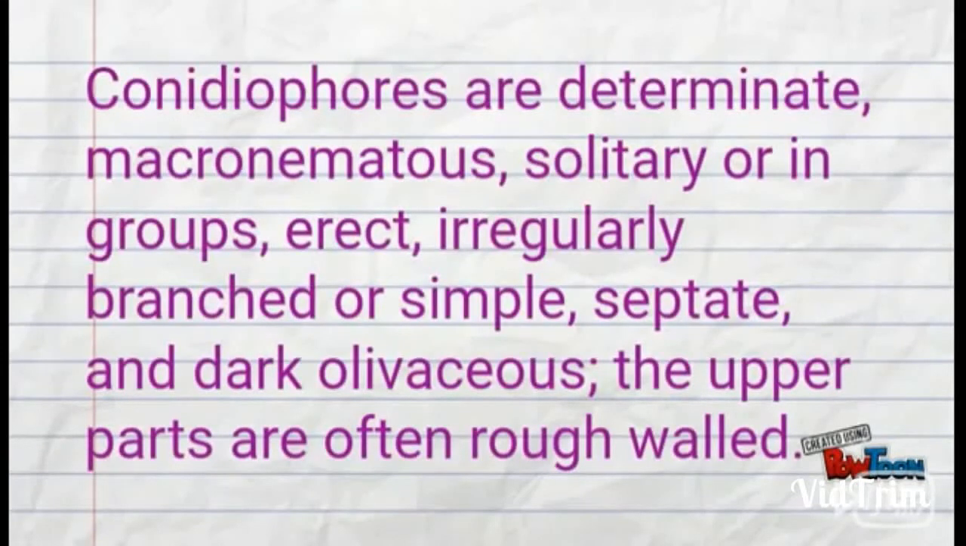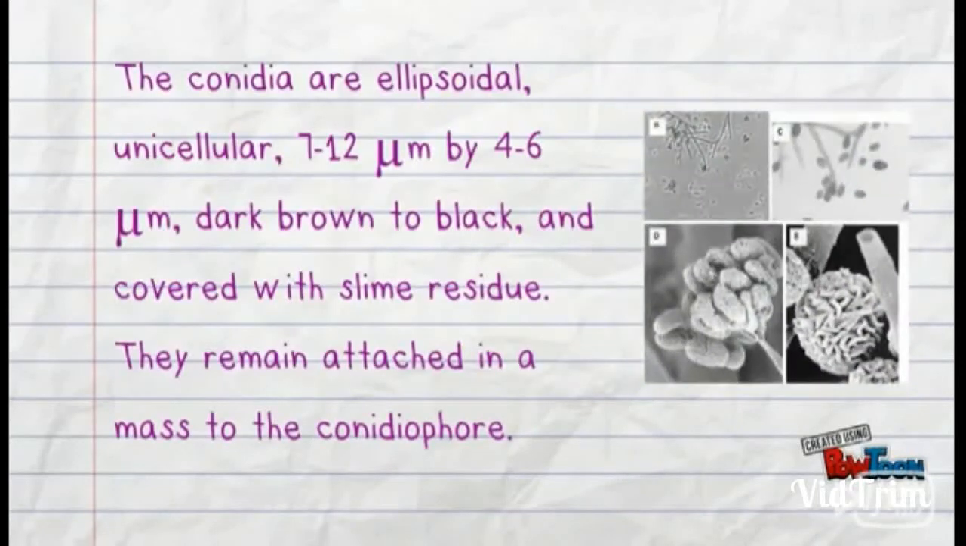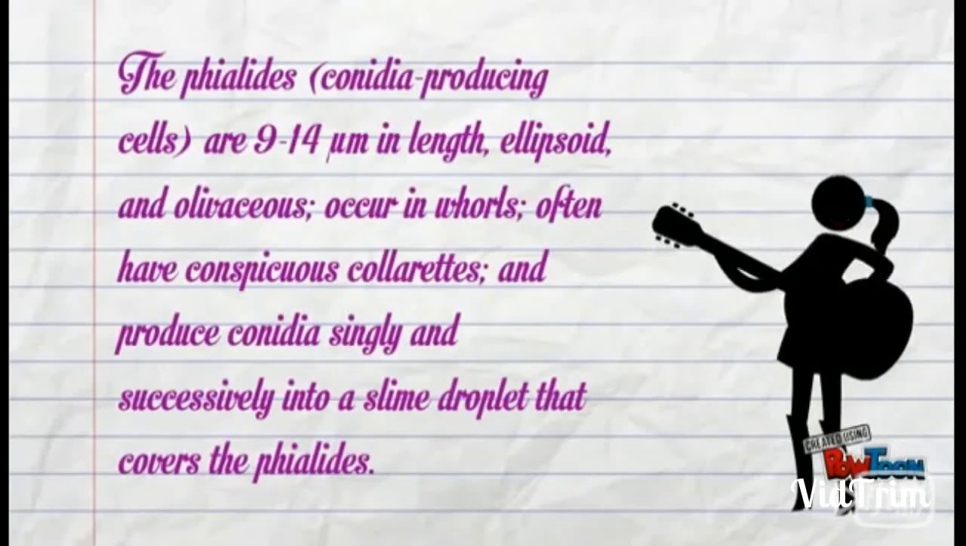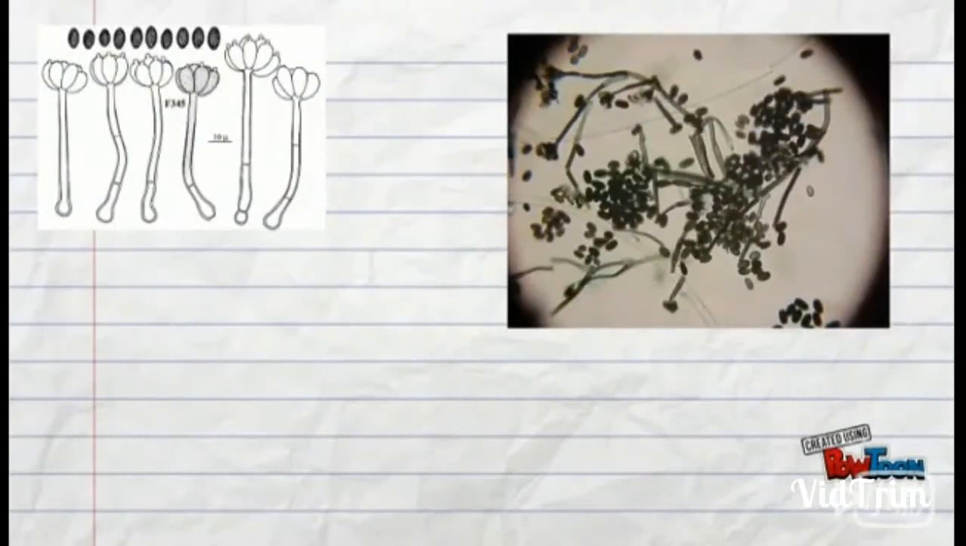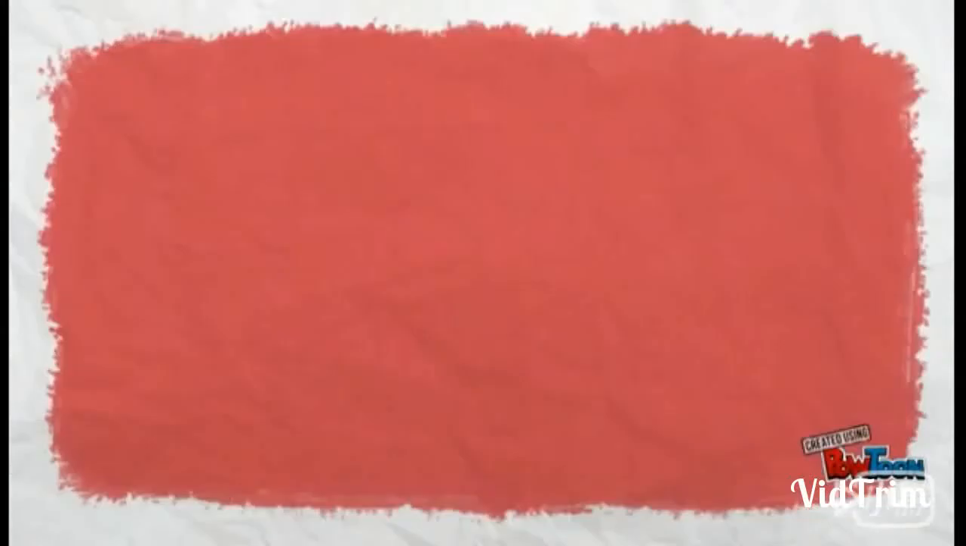Its conidiophores are determinate, solitary or in groups, irregularly branched or simple, and septate. The conidia are ellipsoidal, unicellular, dark brown to black, and covered with slime residue. The phialides are ellipsoid and occur in whorls, often with conspicuous collarettes. Here are some pictures for the morphology of this species.